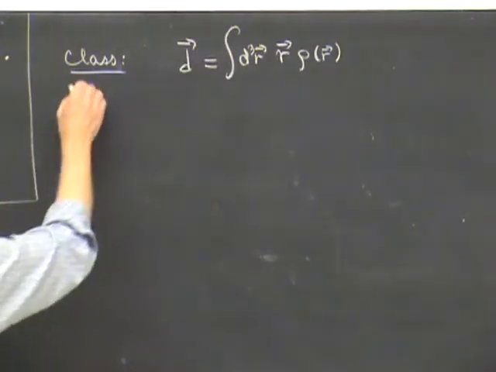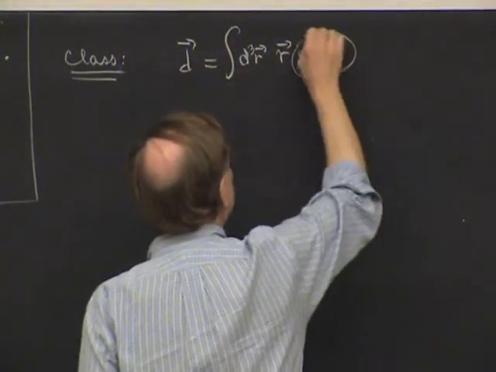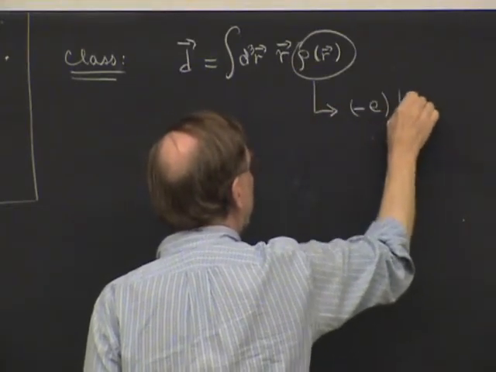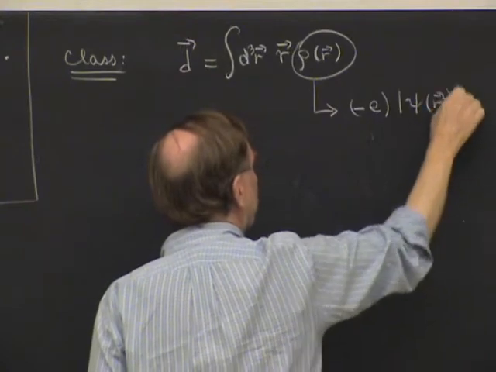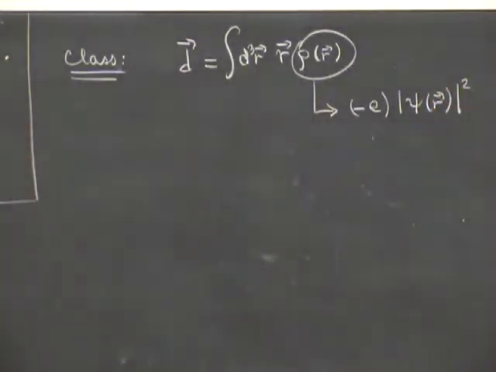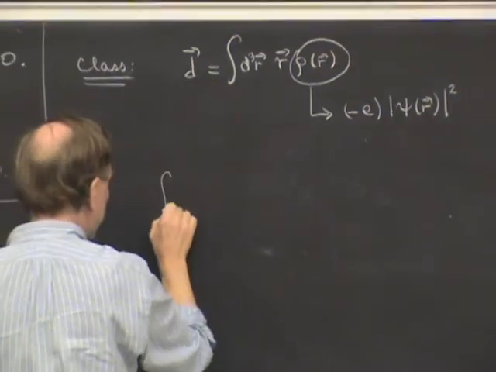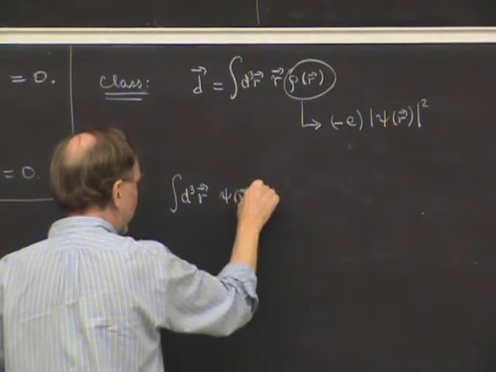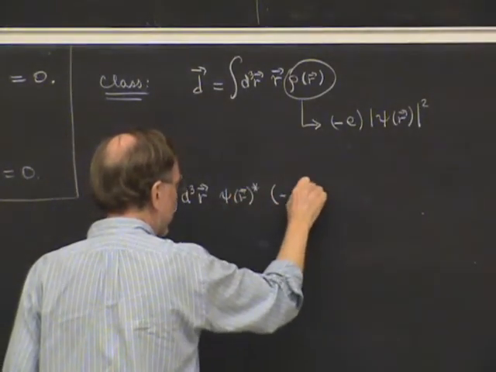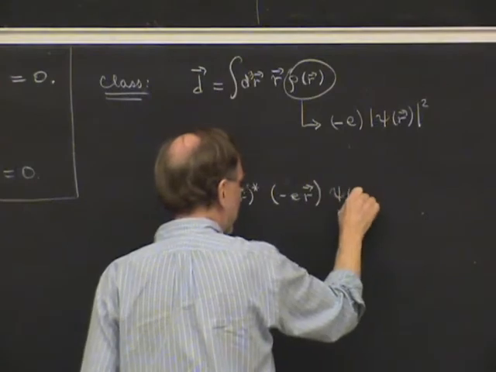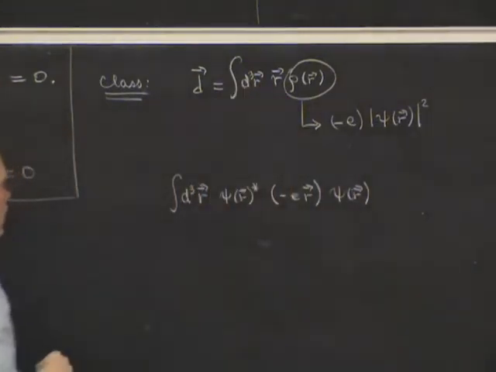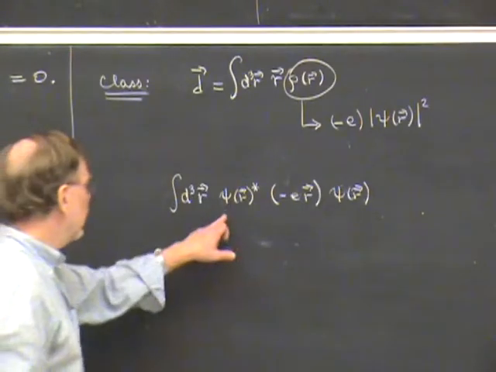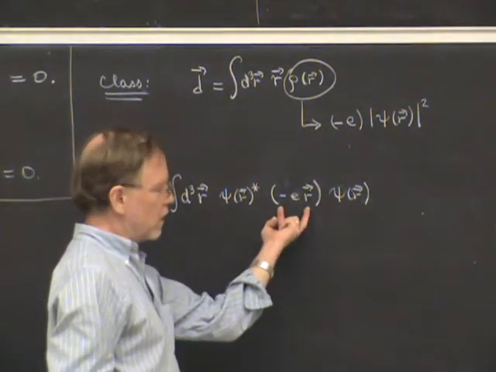Now, to interpret this in a quantum problem, we might want to take the charge density of the classical problem and replace it by the charge in the electron, which is minus E, multiplied by the probability density of the electron, like this. If you just make that substitution in this integral, then we get a new integral, which can be written like this. It becomes d cubed r, and then we've got psi of r complex conjugated. In the middle, we have minus E times r, and then psi of r on the other side. That's just making a substitution into the integral. And you see, in doing this, it becomes an expectation value of an operator, which is minus E times R.